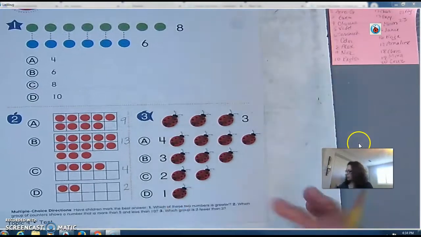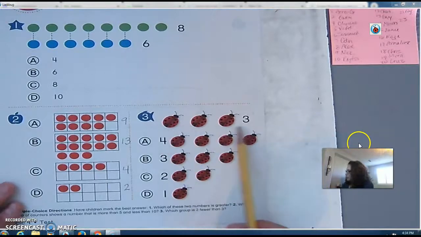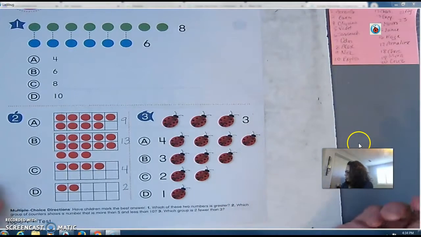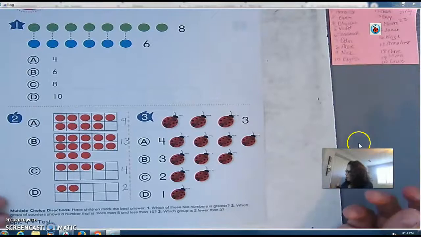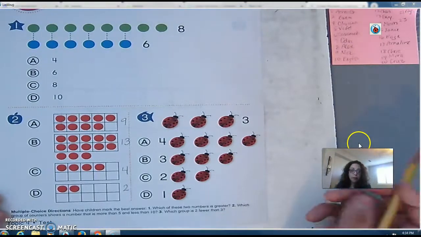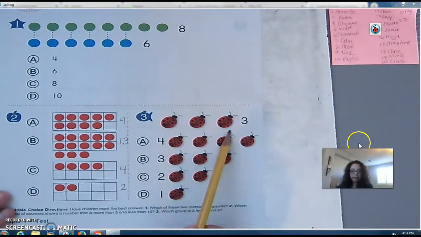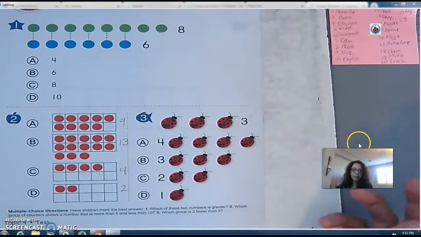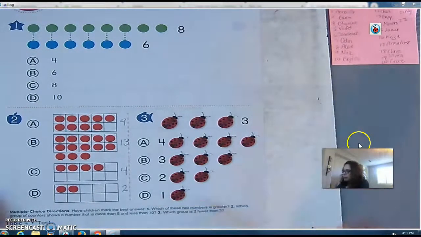Number 3. For number 3, you have to pay attention to this up here. It says there are 3 ladybugs, right? So you have to find the group of ladybugs that is 2 fewer, that means 2 less than the ones up here. Okay, so find the group that has 2 fewer. That means you're going to take 2 away. And then find your answer and bubble it in.